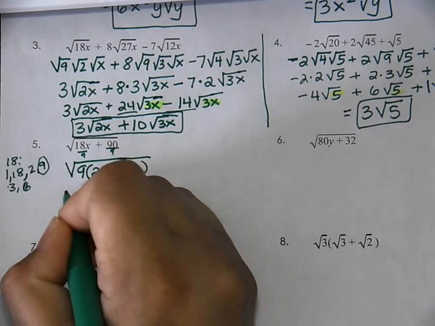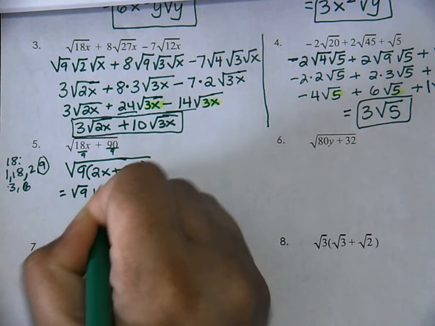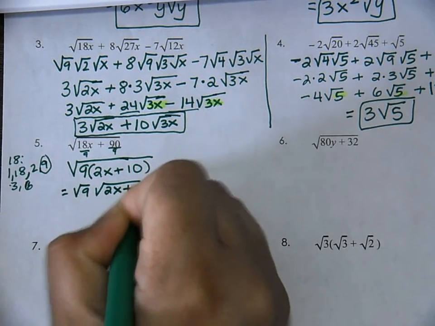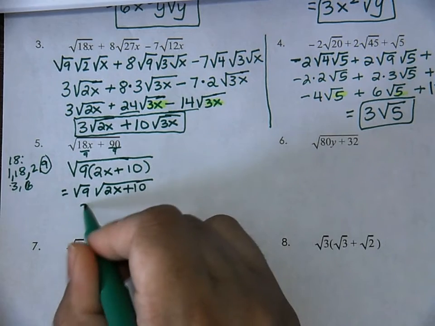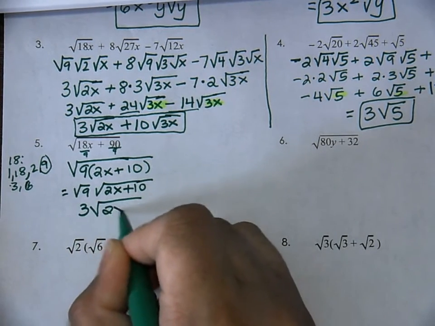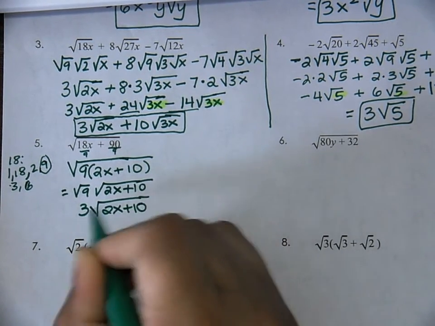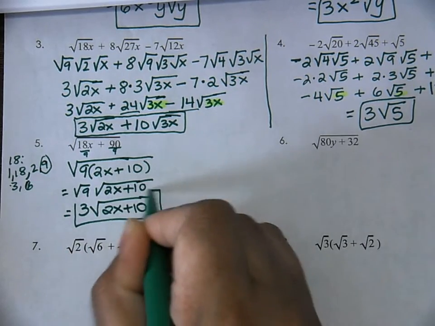So then at this point, if you want to write them separately, you can, or you can go right to the final answer, which is 3 root 2x plus 10. That is as far as you can simplify this.